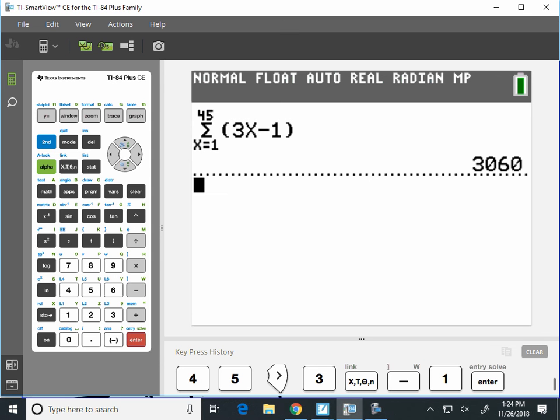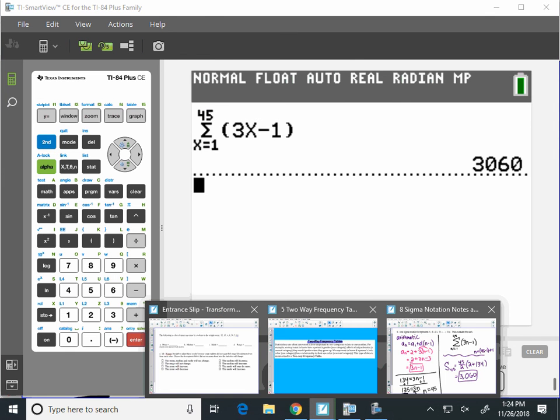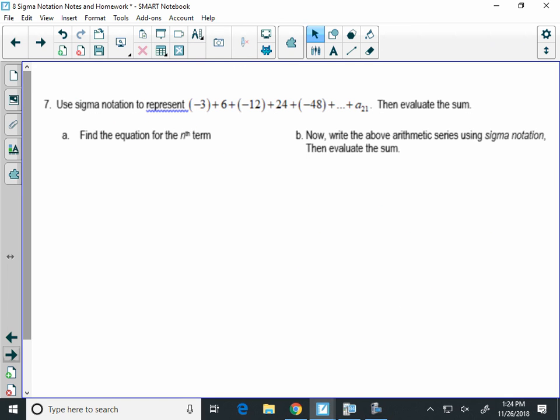That was a lot faster, right? Do you like that method better? Yes. I do too. So let's go back down to the next problem. Let's set up sigma notation, and then we can use our calculator to make it faster, okay? Oh, and Alyssa, I'll show you in just a second how to do it here. Okay, so we have sigma notation. We have -3 plus 6 plus -12 plus 24.